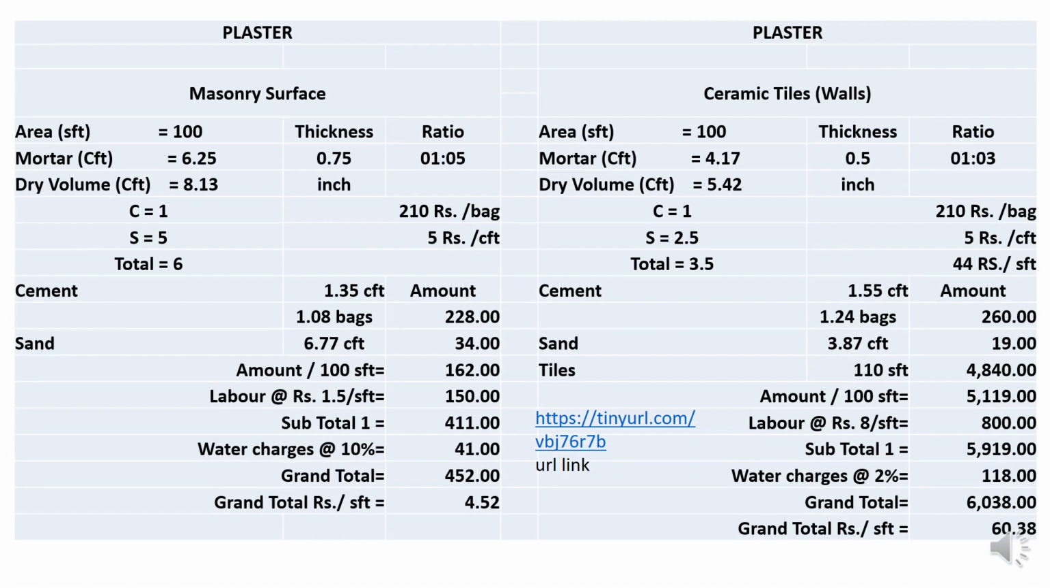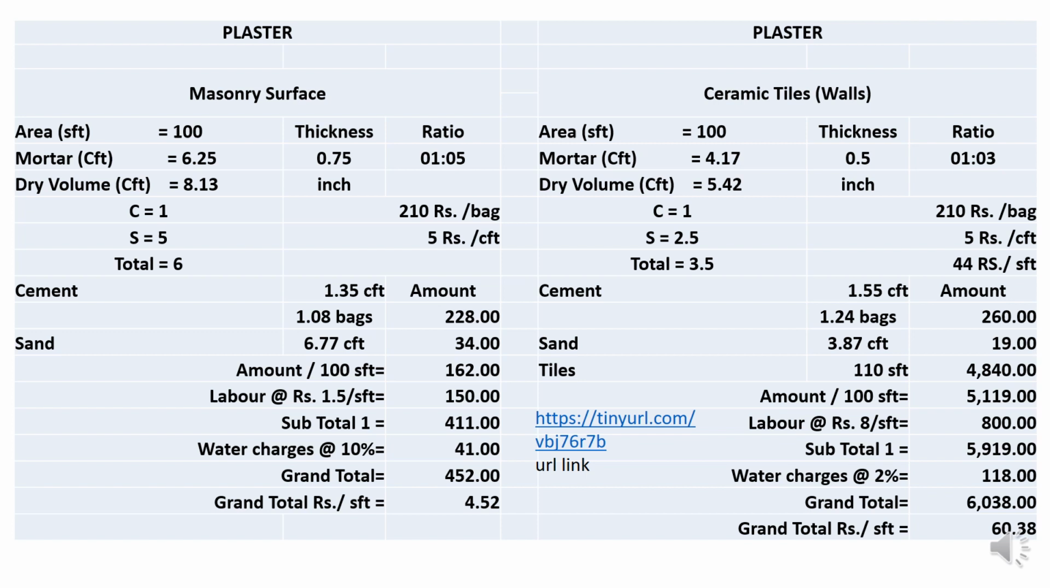Plaster. Area is equal to 100 square feet. Thickness will be 0.075 inches. Ratio is equal to 1:5. Cement required 1.8 bags, 228 rupees. Sand 6.775 at 34. That is, amount per 100 square feet will be 162 rupees. Labor 1.5 rupees per square feet will be 150. So the total will be 411. Water charges 10% because it requires a lot of water, 41 rupees. Grand total 452. Grand total per square feet will be 4.52.